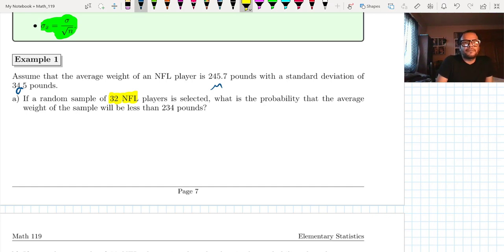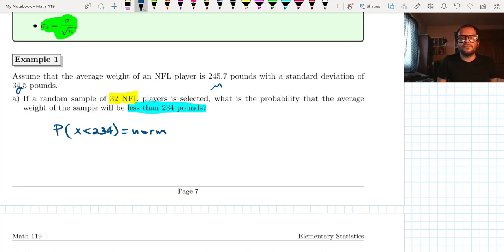Okay, so find the probability that the average weight will be less than 234 pounds. Let's denote this using random variable notation. So x is less than 234. In this case, we're going to use Normalcdf, the same distribution, the same function, Normalcdf.